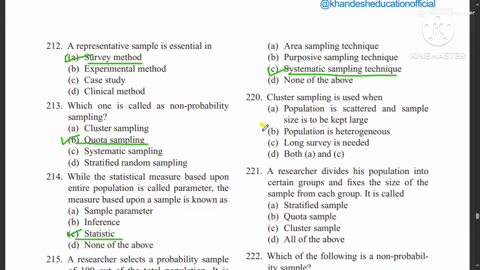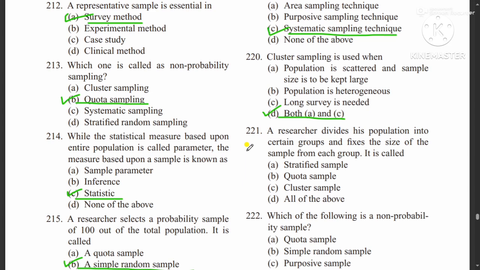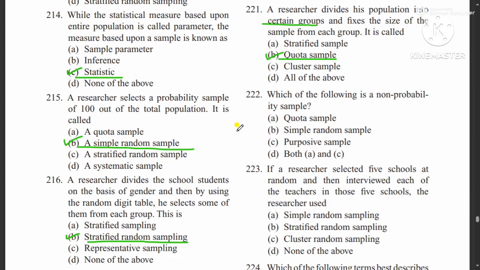Cluster sampling is used when? Both A and C. Option D is correct. A researcher divides his population into certain groups and fixes the size of the sample from each group. It is called option B, quota sample. Groups, certain groups, this is in quota. Which of the following is the non-probability sample? Option D, both A and C.